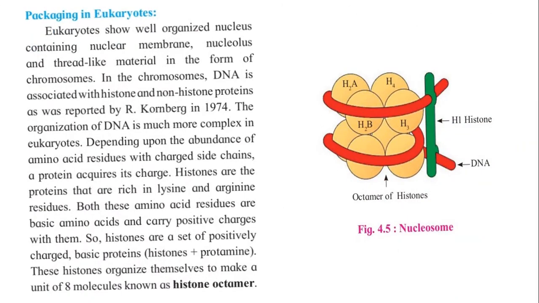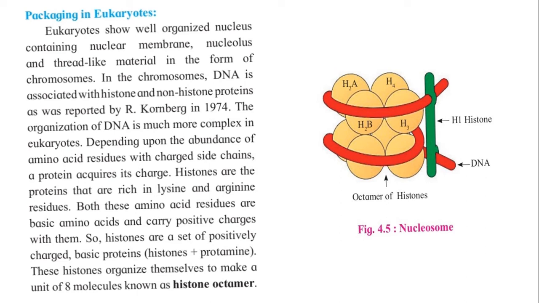Second one is packaging in eukaryotes. Eukaryotes show a well organized nucleus containing nuclear membrane, nucleolus and thread-like material in the form of chromosomes. In the chromosomes, DNA is associated with histone and non-histone proteins, as was reported by R. Kornberg in 1974. The organization of DNA is much more complex in eukaryotes, depending upon the abundance of amino acid residues with charged side chains.